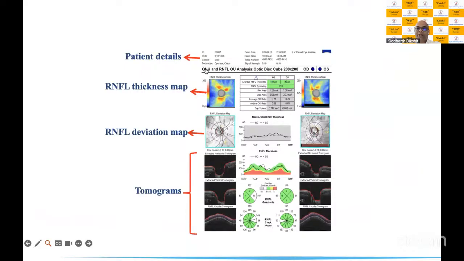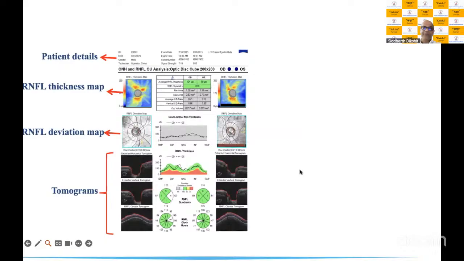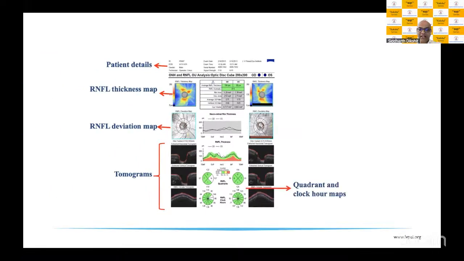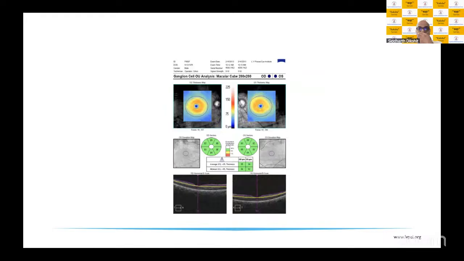So the most important part of this OCT printout is the tomogram, and you don't even have to look at the printout. You have to go to the machine and look at it, or rely on the technician who has measured this and then look at it. Then you have the quadrant and clock hour maps, which are very important. Then you have the TSNIT graph for RNFL and the neuroretinal rim thickness. And then you have the summary table. Unfortunately, most clinicians look first at the quadrant and clock hour maps and then the summary table. These are the least important parts of it. They're important for a certain reason, which I will come to through a certain example.